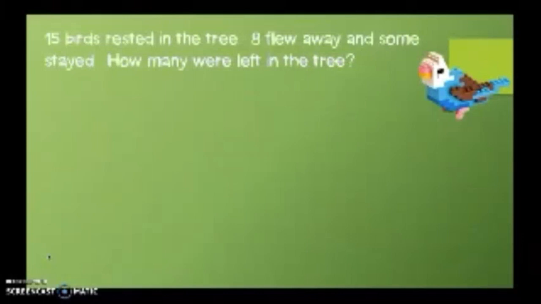Do you think this is where I would use maybe an addition strategy or a subtraction strategy? What would you do? Oh, you would? Okay, I'm going to do a subtraction strategy. I know if there were 15 and 8 flew away, well, if they're flying away, that means they're leaving. So that must mean in my brain we're subtracting. So I can go ahead and write my number sentence already. 15 minus 8 equals something.